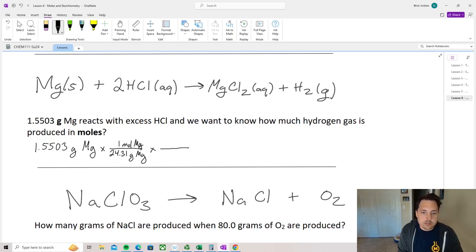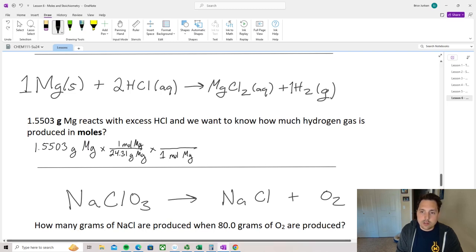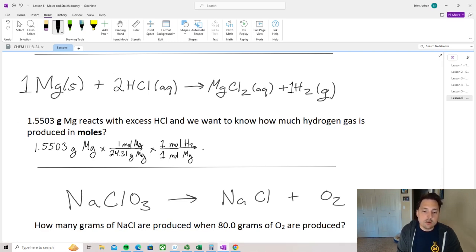And then we can use the stoichiometry here. So for every 1 mole of magnesium, we want to know about the hydrogen gas, so we can get 1 mole of hydrogen gas. Now here we're multiplying, dividing by 1, but it's still important that we write this out so that we can see how the units cancel properly.